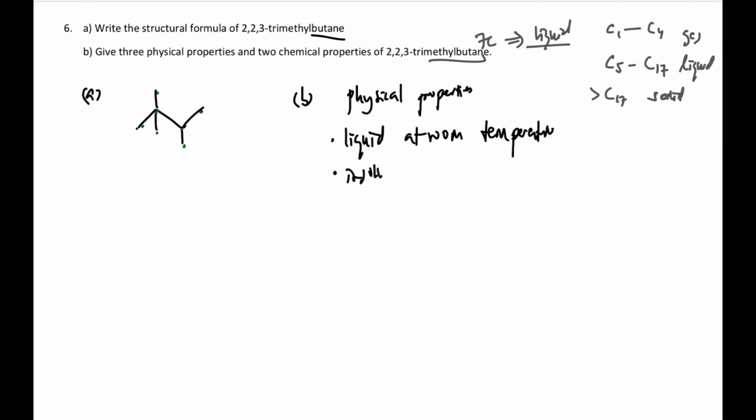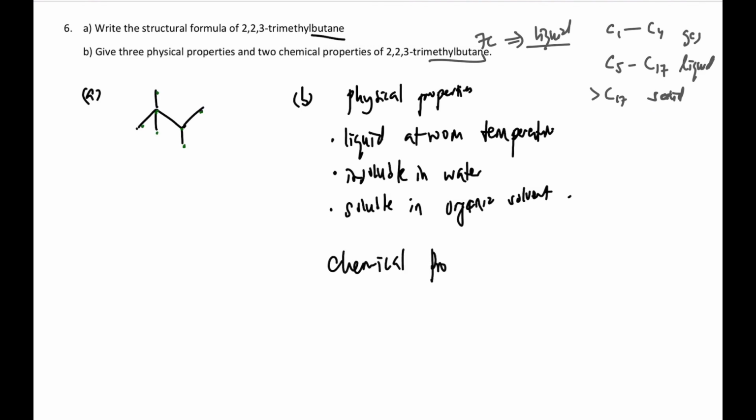Okay, yang kedua, of course, they're insoluble in water. And last but not least, kita boleh cakap dia soluble in organic solvent. Selesai. Okay. Itu adalah physical properties.